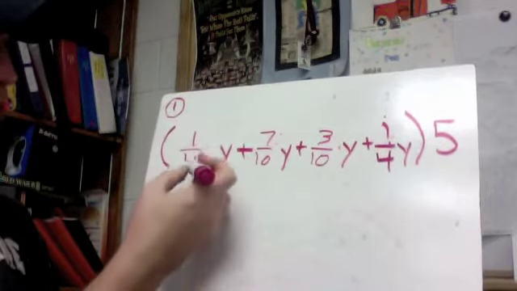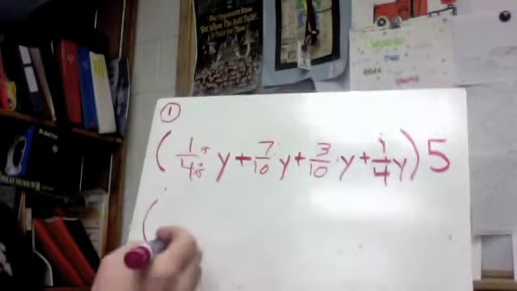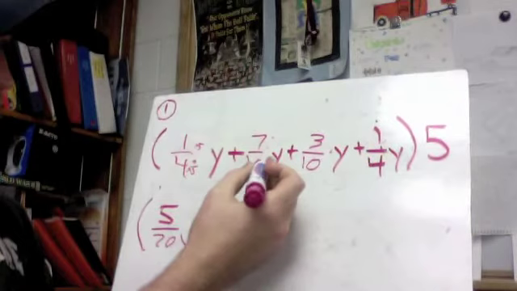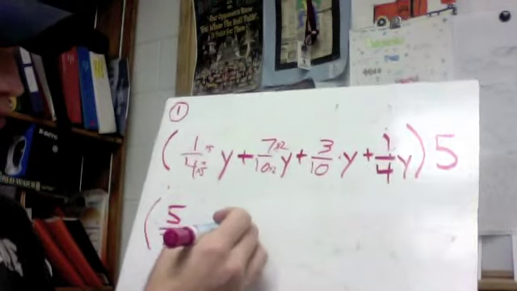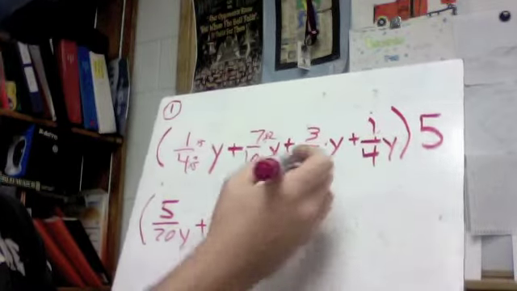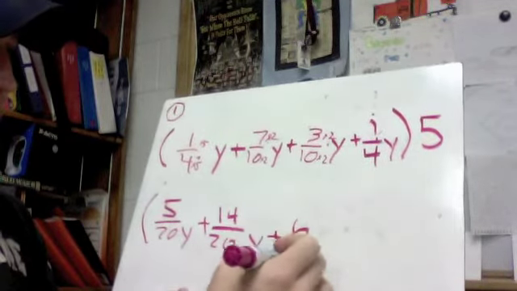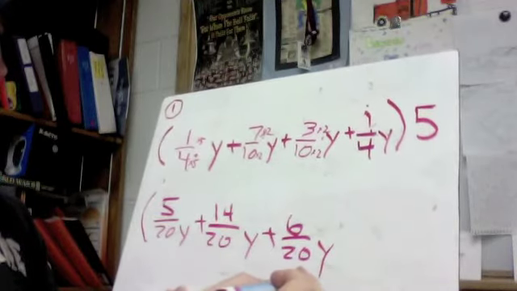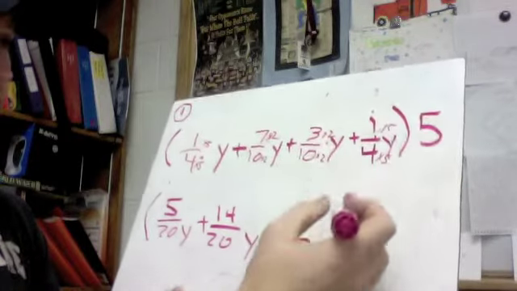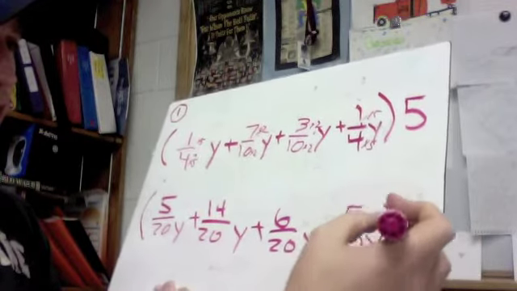We have to make the bottom number 20, so that would be a times 5 and a times 5, and this will all come back to you if you forget it real quick. So we have 5/20 y plus, so that would be a times 2 and a times 2, so we would have 14/20 y. And then we've got a times 2 times 2, and we've got 6/20 y, and then this is going to be the same as the first one, times 5 times 5, so we'd have a plus 5/20 y, and then we'd have the 5 on the outside.